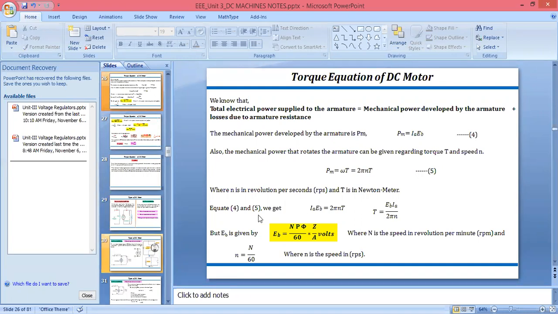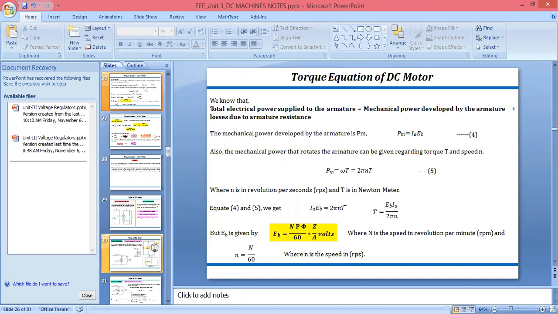But again, if you see our first equation, we know from these equations, PM equal to PM. So what can I write in this equation: 2 pi n T equal to IA into EB. But in our EMF equations, we are getting the value of EB or EG. We know the equations, so we can convert EB in the form of IA EB, because when we are equating the equations for power, this is nothing but the power loss. We are taking 2 pi n T equal to IA EB.